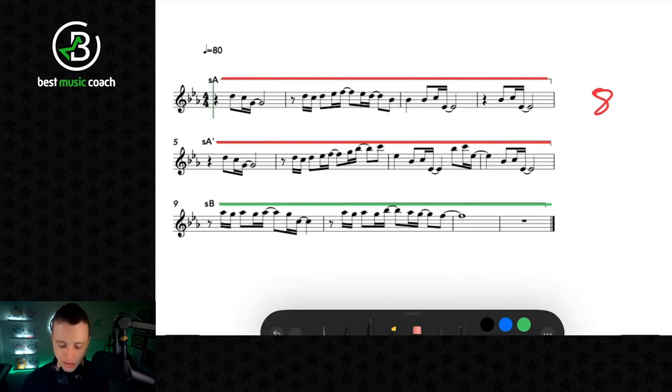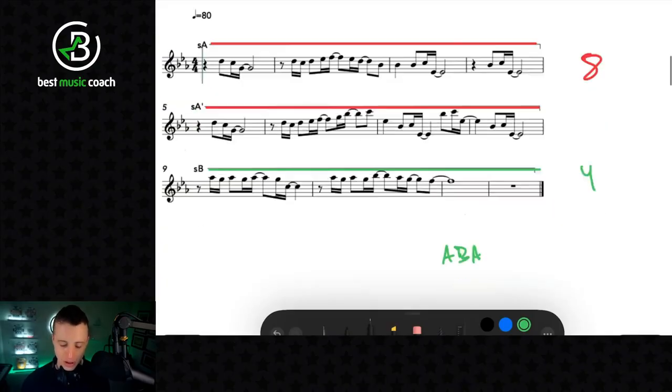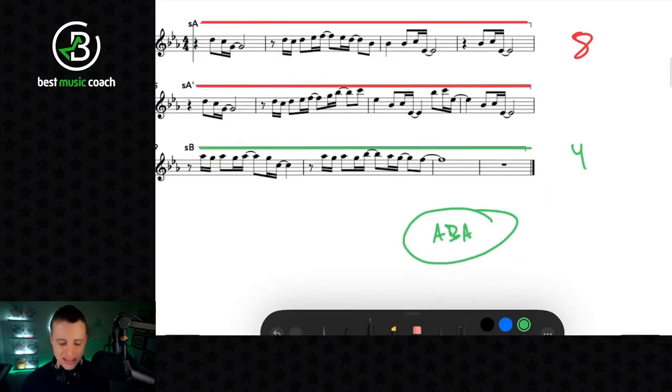We've only got 4 measures of B. Now what's cool about this is there's a classical form, which is called ternary form, where you have an ABA structure. Now, we actually don't normally see this form in ABA in video game music. Why? Because things loop, right?